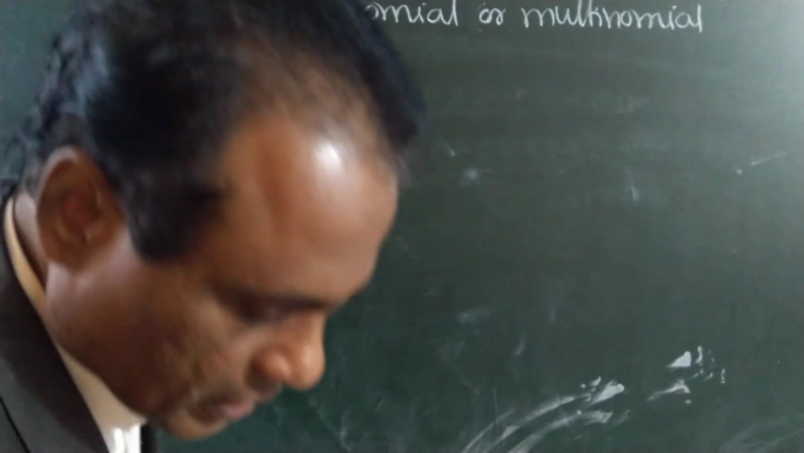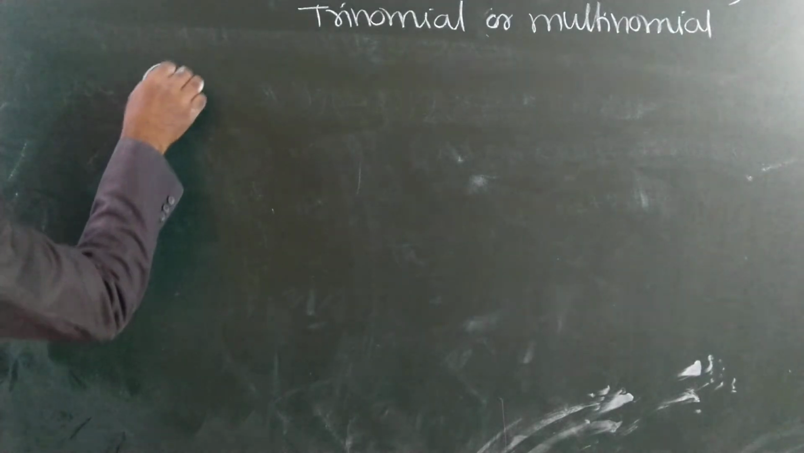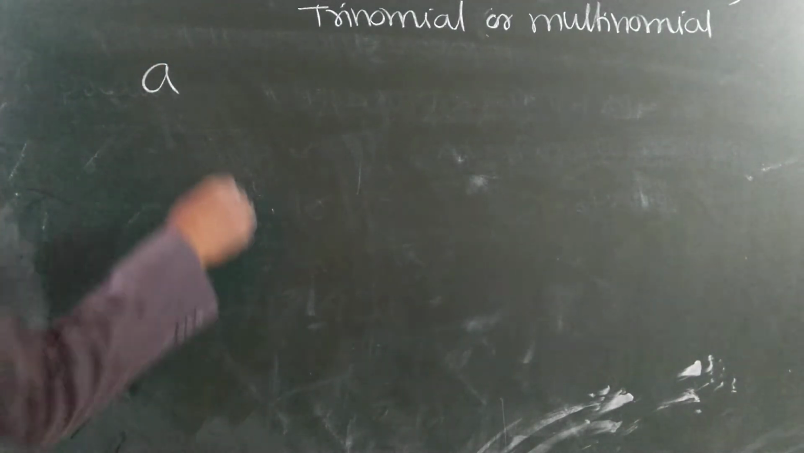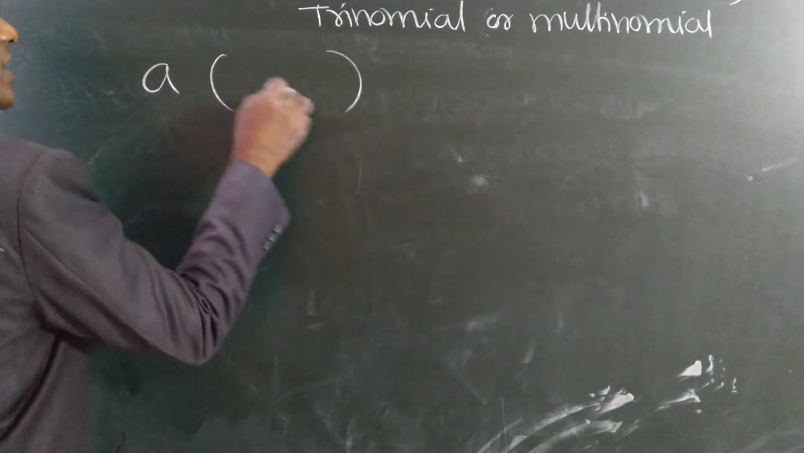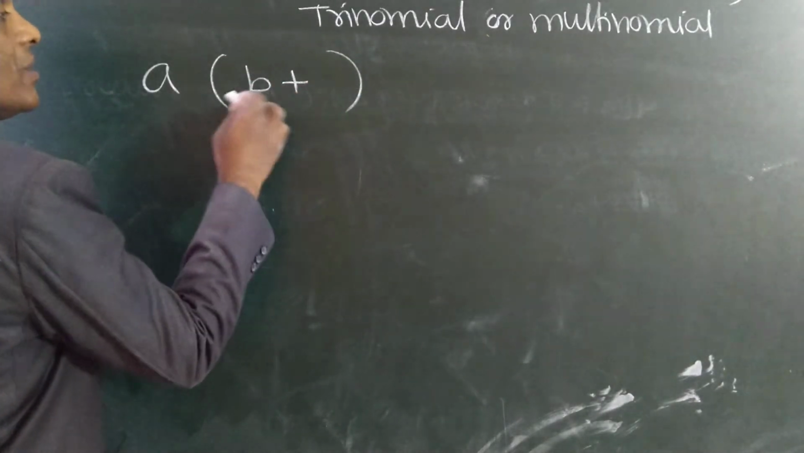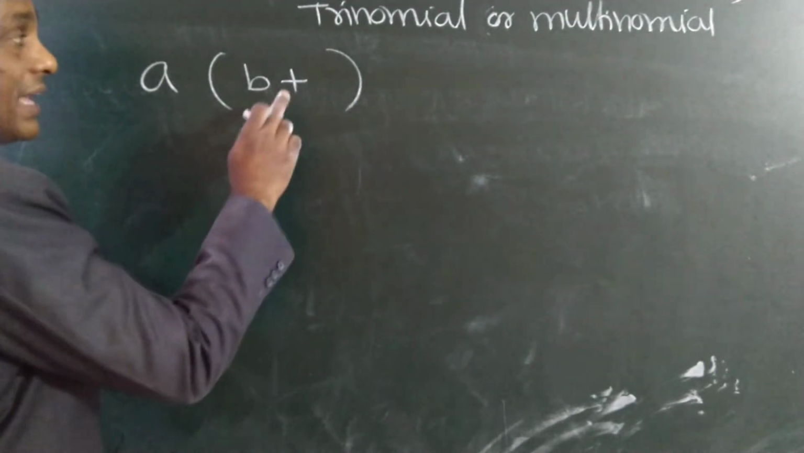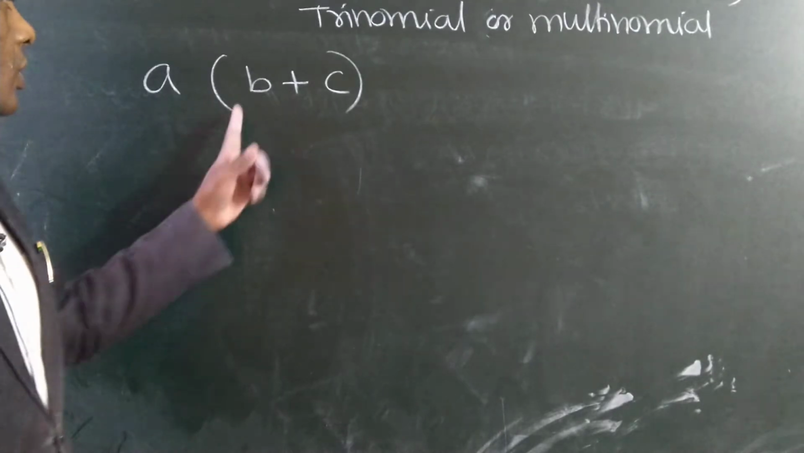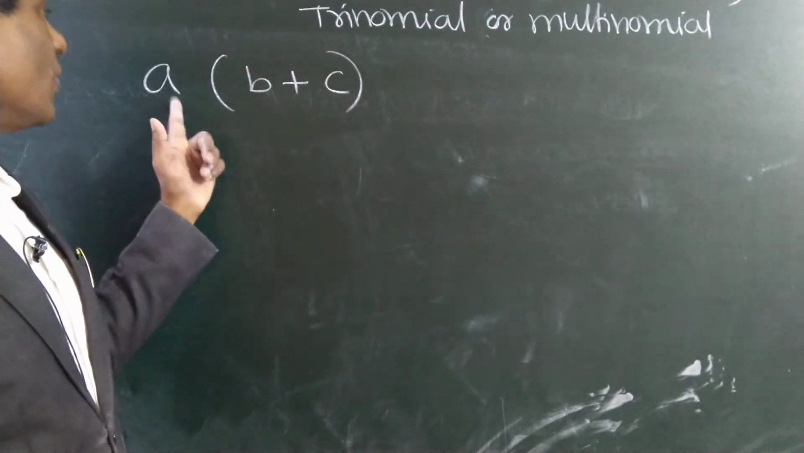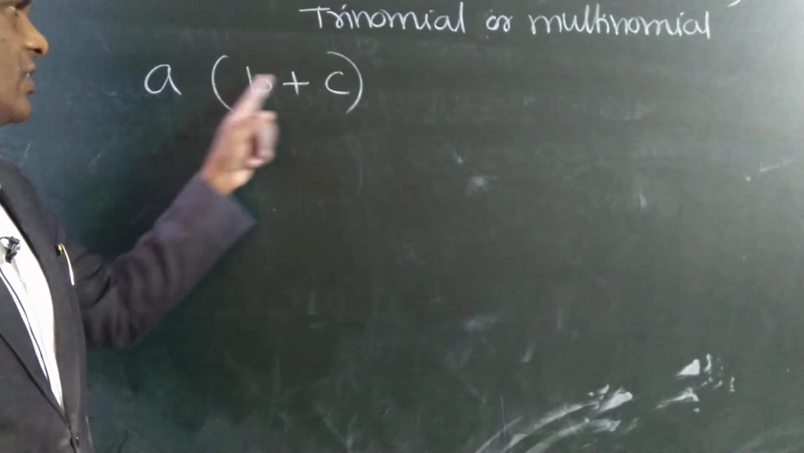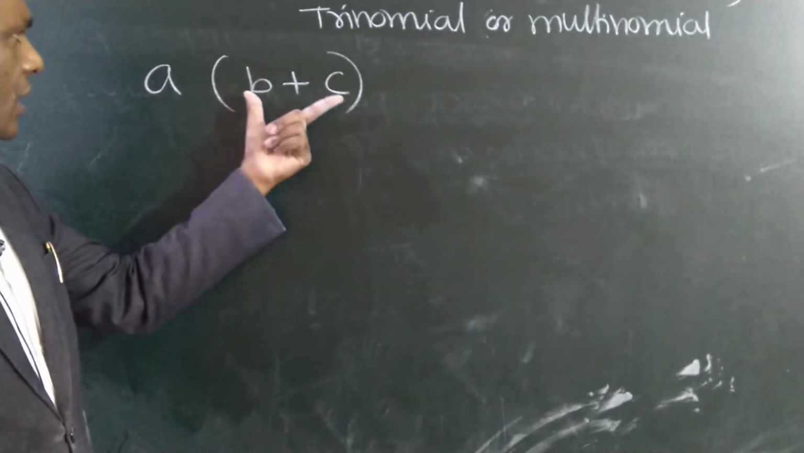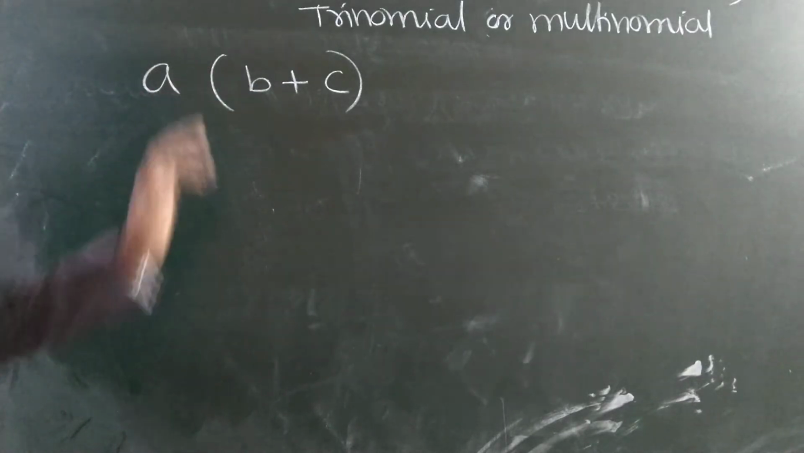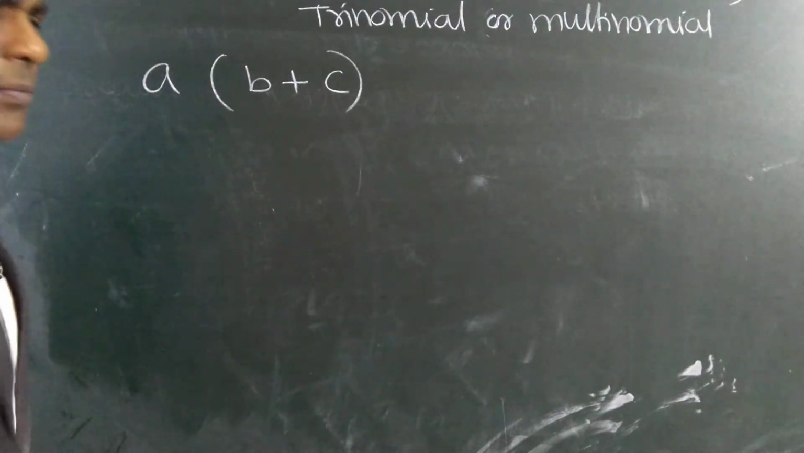See here, this is A. This is monomial, one term. We are multiplying it with binomial. Binomial means two terms. So plus or minus, then it is a second term. B plus C, this is a binomial, two terms. This is one term. So bracket means multiplication. This is one algebraic expression. This is another algebraic expression. So how to multiply? You know how to multiply.